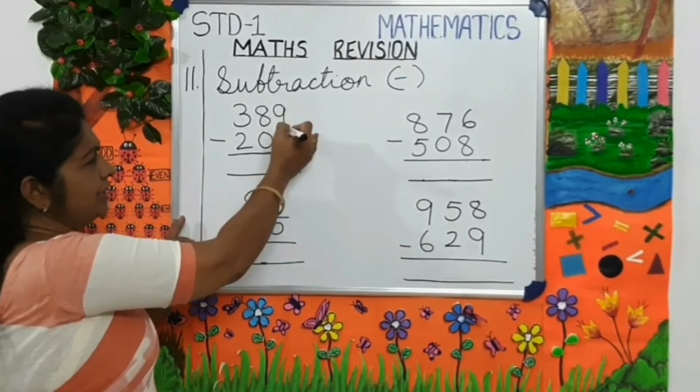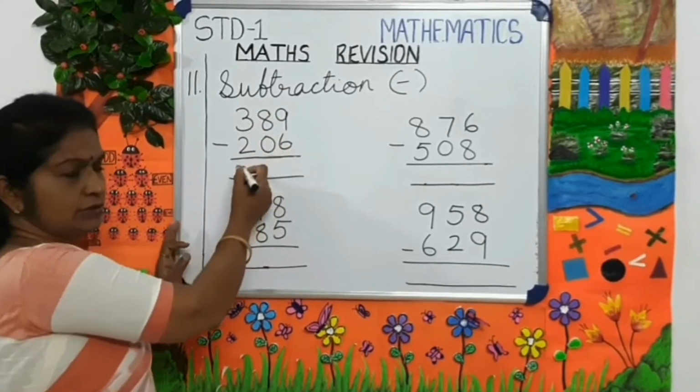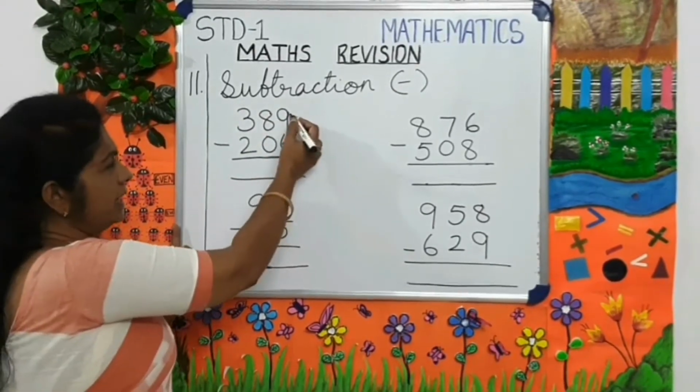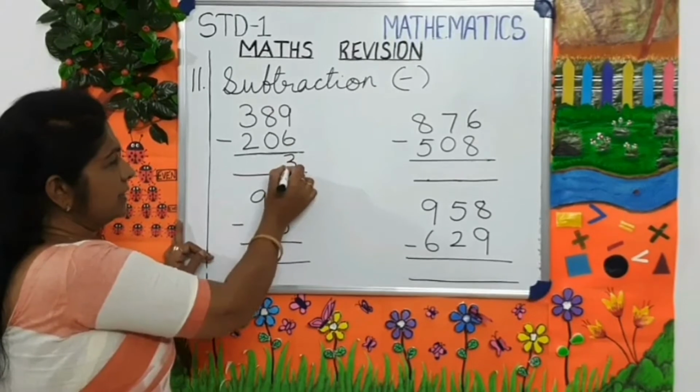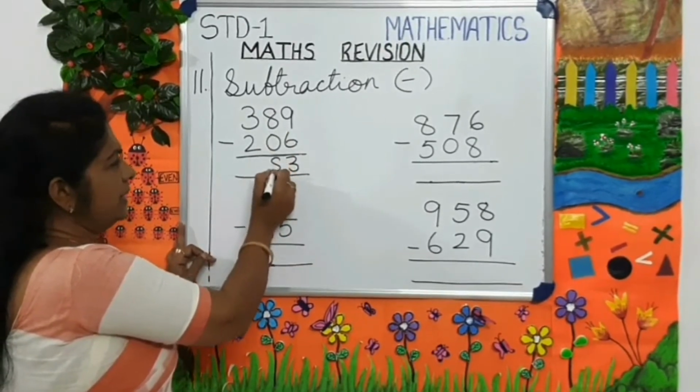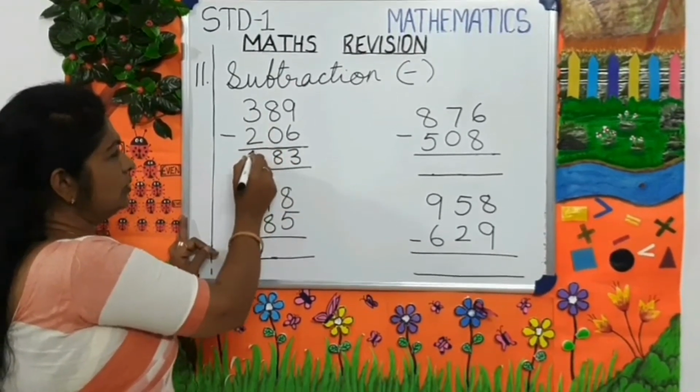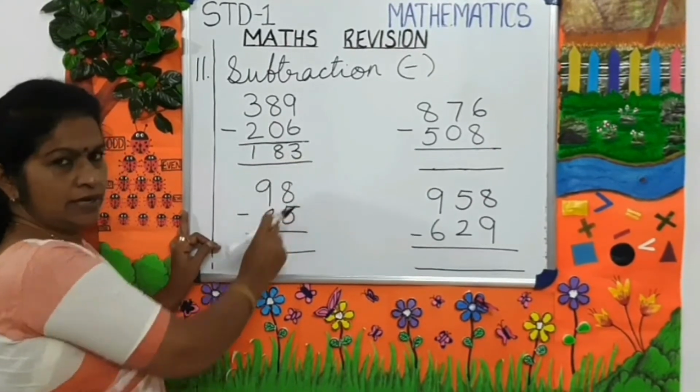Next is subtraction. Here is the first question. The ones, tens and hundreds you have to subtract. Okay. 9 minus 6, 3. 8 minus 0, 8. And 3 minus 2, 1. So this is the answer.